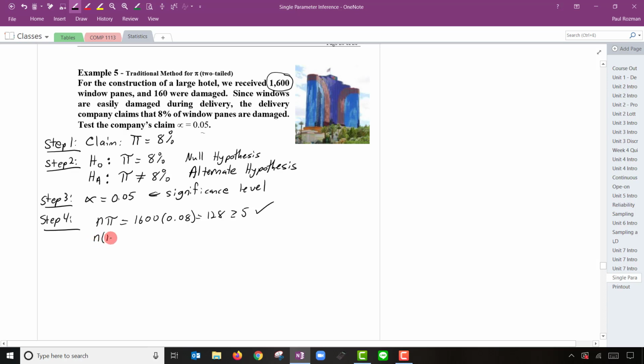And then we have to check n times 1 minus pi. So that'll be 1,600 times 92%, and we get 1472, which is also greater than or equal to 5. It checks out. This tells us that we can use the Z distribution.